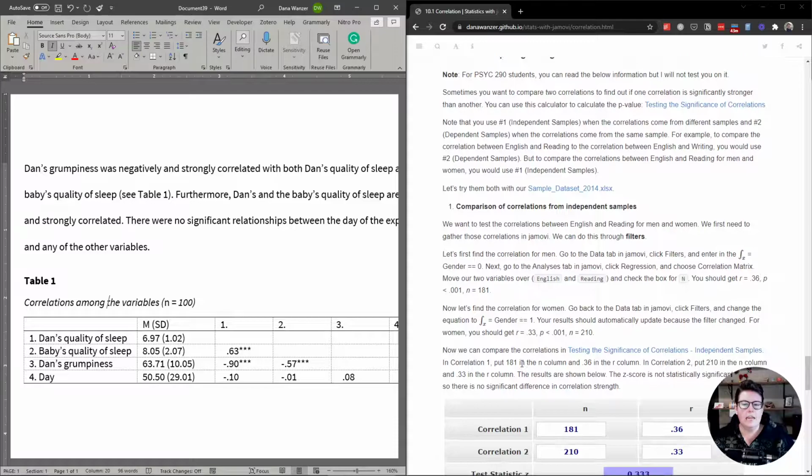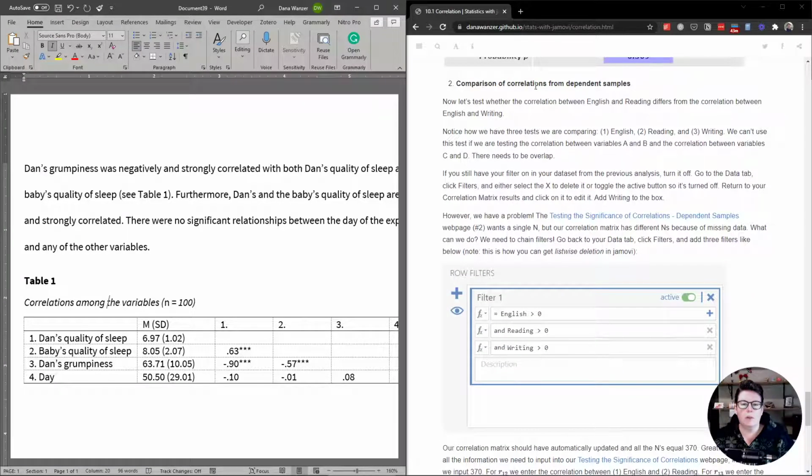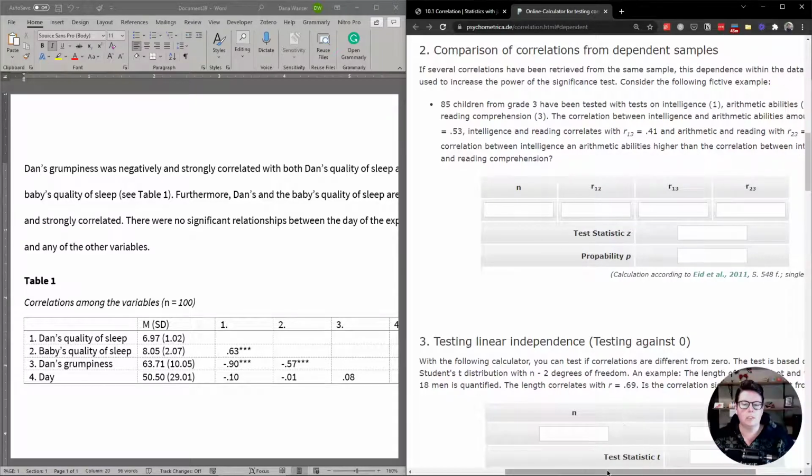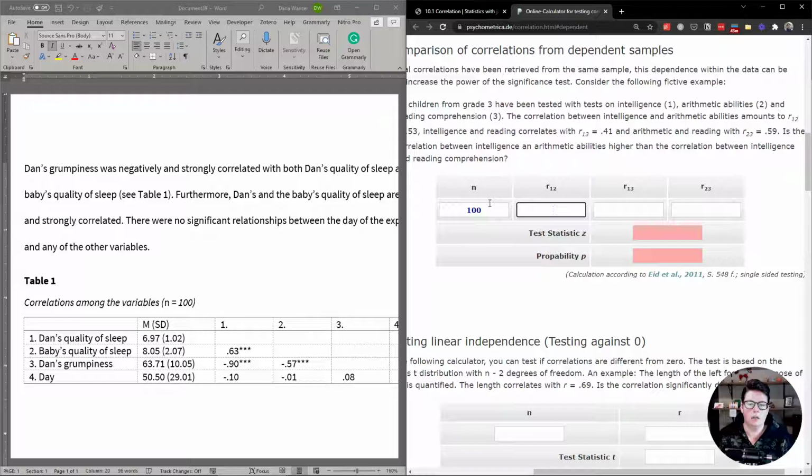In this case, these are dependent samples, so a comparison of correlations from dependent samples. We could open this up. We want the correlation from dependent samples. We want the correlation between 1 and 2, 1 and 3, and then 2 and 3. So 1 and 2, because we want to compare Dan's grumpiness and Dan's quality of sleep, Dan's grumpiness and baby's quality of sleep. Dan's grumpiness would be 1. So we'll go negative 0.90, negative 0.57. And then it's the relationship between 2 and 3, Dan's quality of sleep and baby's quality of sleep, so this would be 0.63.